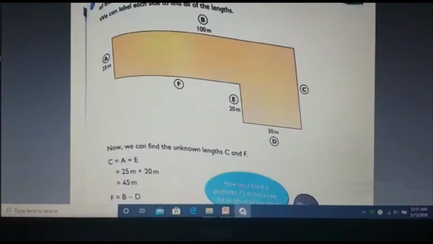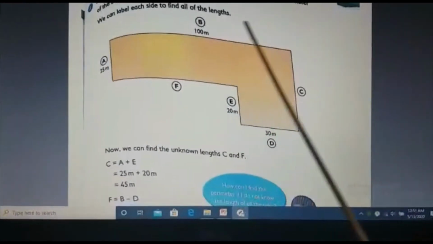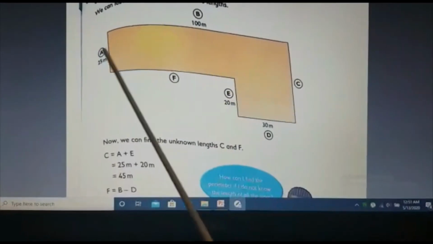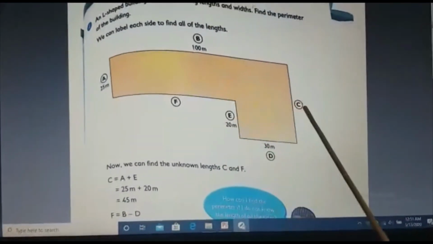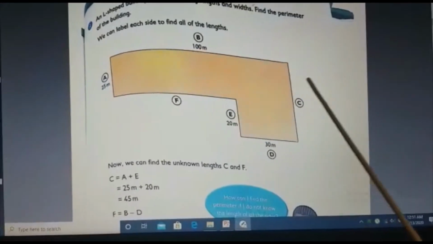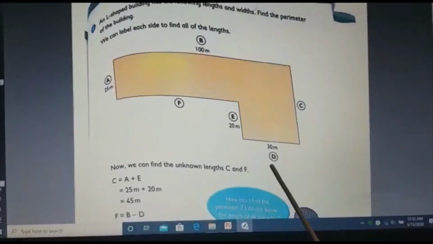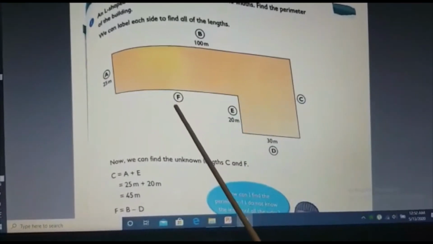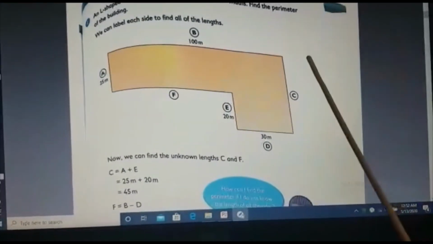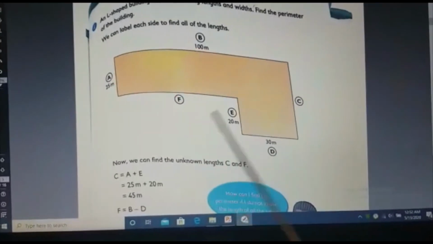Again, to find the perimeter of this shape, just have a look whether all the sides are given. A is okay, 25 meter, B is okay, 100 meter, C is unknown, it is not given to us. Then D is 30 meter, E is 20 meter, F is also unknown, we don't know this. So what's the first step? We need to find F and C.